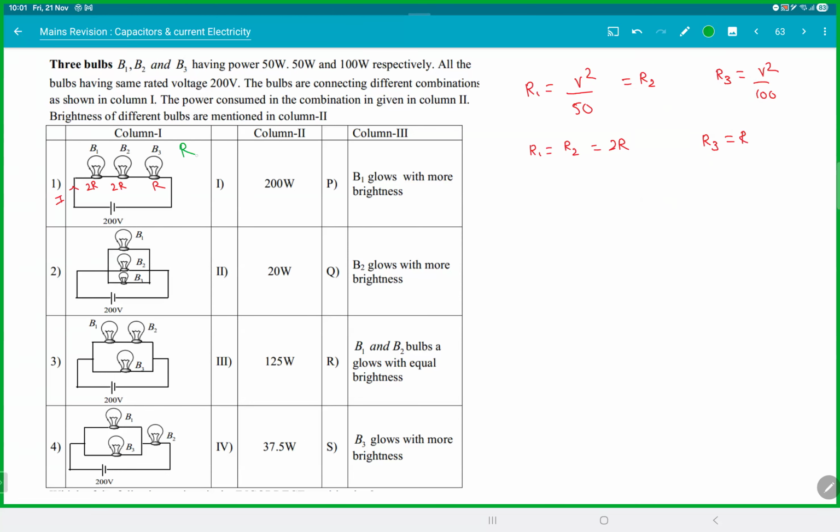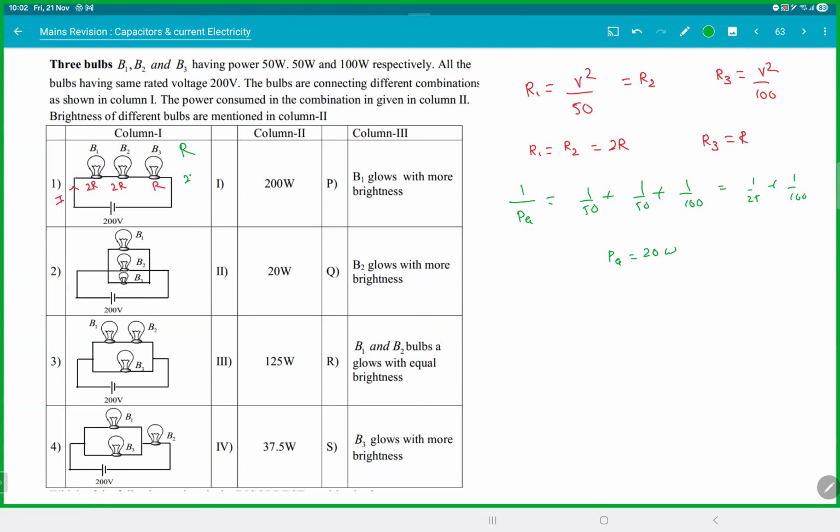And what will be the net power? You can calculate now. So 1 by P equivalent will be 1 by 50, 1 by 50 plus 1 by 100. How much is that? 1 by 25 plus 1 by 100. So P equivalent will be, multiply 4, 5, 20, 20 watts.